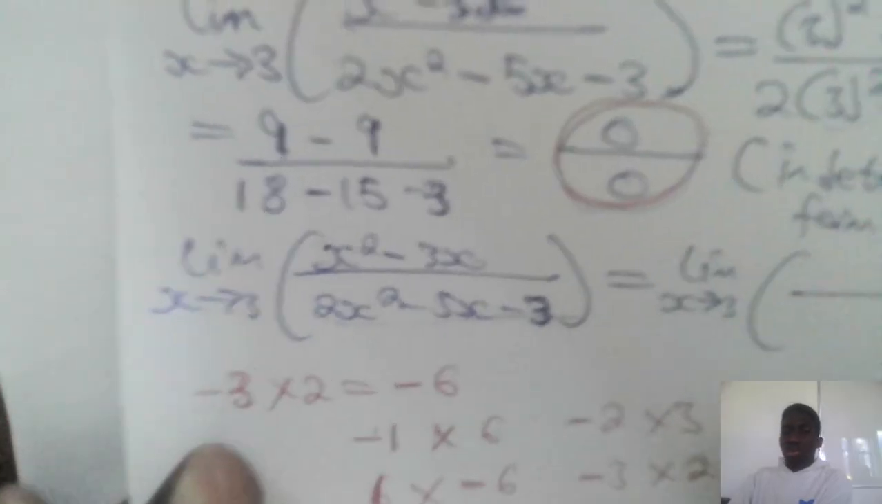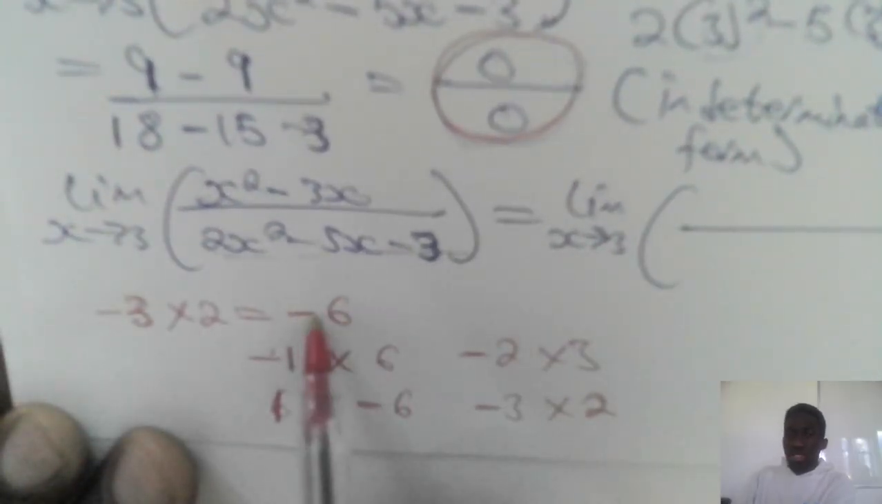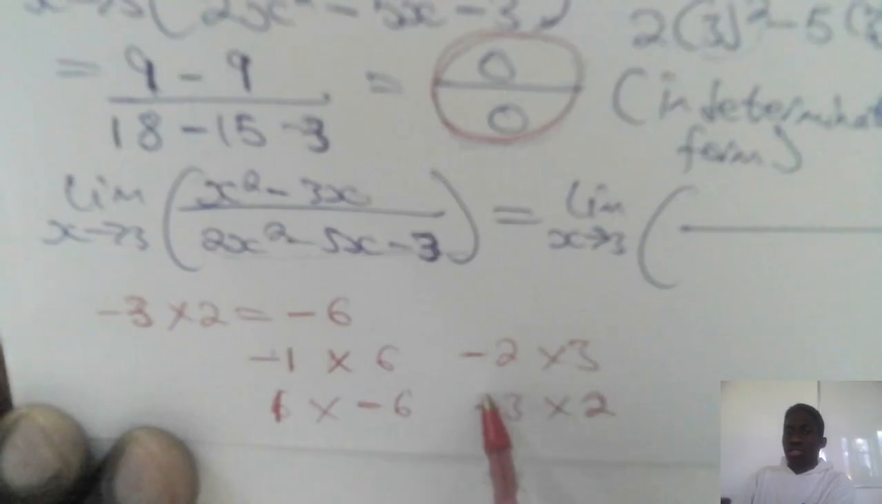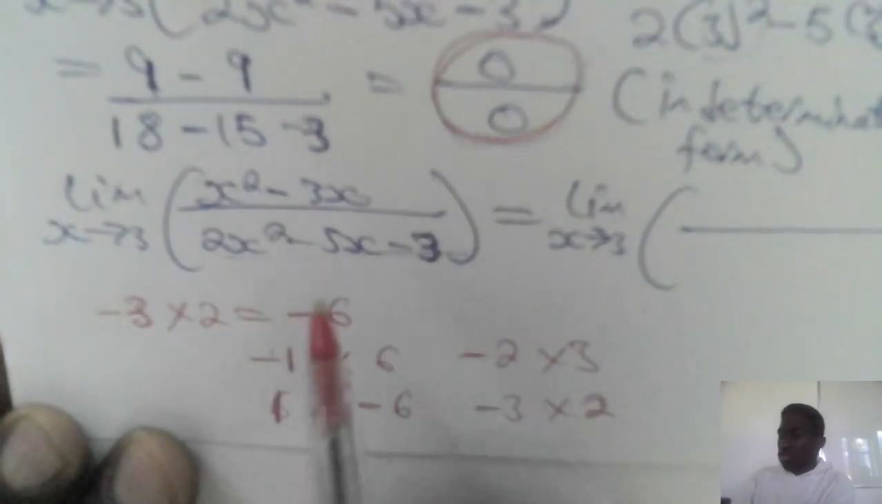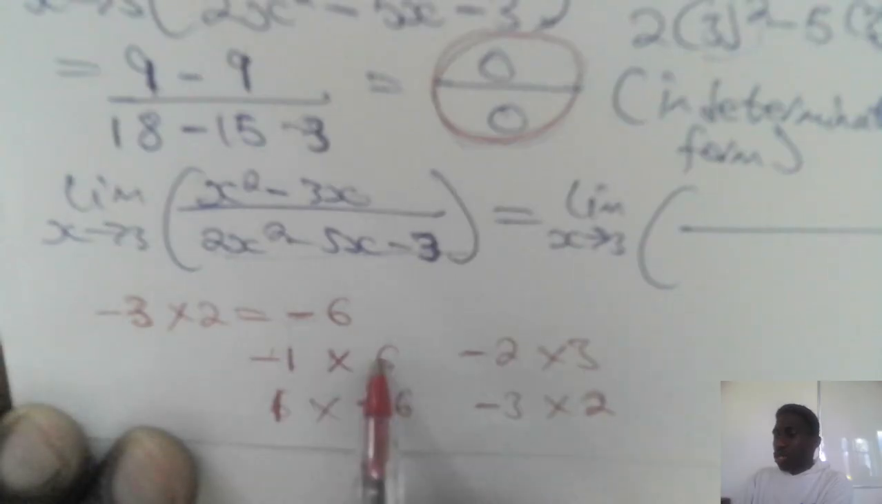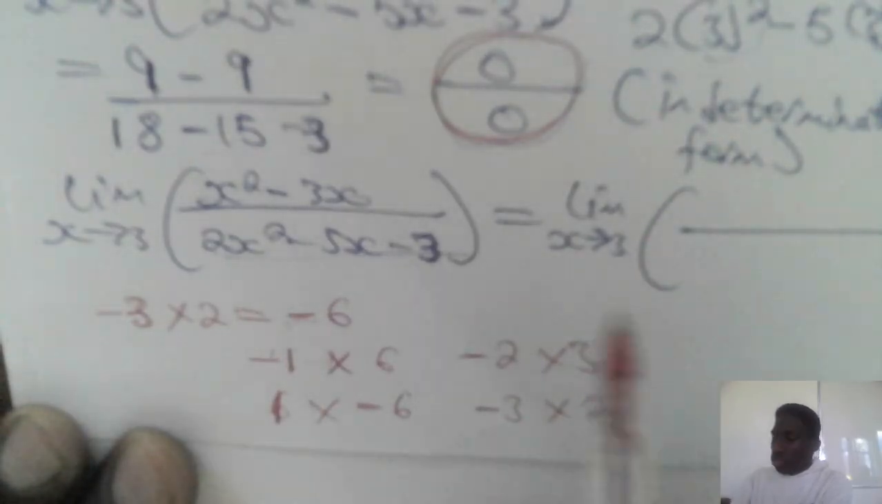I think these are all the possible combinations that can give you a value of minus 6. If you notice, only one number has a minus sign, because minus times plus is minus, which is minus 6. So the question now is, which two factors, when added together, give you a minus 5?